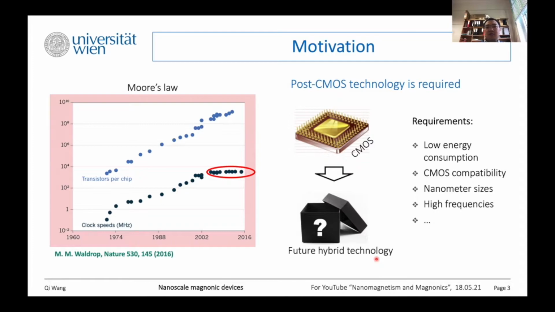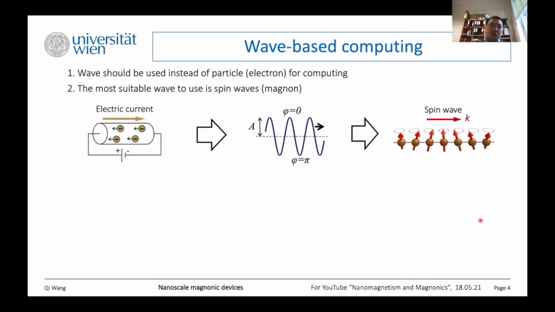So here is our motivation of study. As you all know, Moore's law will go to the physics limitation. Especially in the last 20 years, the clock speed is almost constant, mainly due to the Joule heating. So a post-CMOS technique is required, and the requirements are the following: low energy consumption, CMOS compatibility, nanometer size, high frequencies. There are a lot of ways to go to post-CMOS, but one of them is wave-based computing.